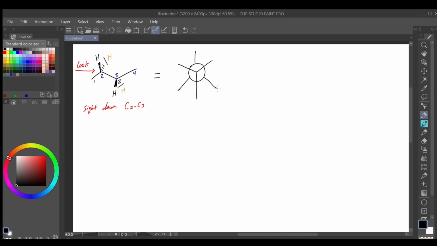Now, here we draw the actual Newman projection looking down C2 to C3. The intersection of these three lines over here will be the front carbon. In this case, it's C2 because we sight down carbon 2 to carbon 3. The front carbon is C2, and then the circle in the back is carbon 3 because we sight down C2 to C3.